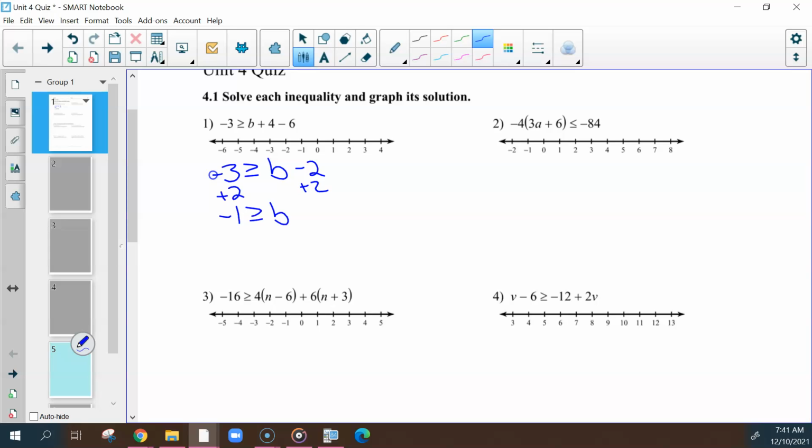This is the part that kind of messed people up. If you left this like this, you would need to read this right to left. So B is less than or equal to -1. Or if that confuses you, switch the order so that B is now on the right, but you're basically taking everything and flipping it. That way when you draw this, it is a closed circle going to the left.